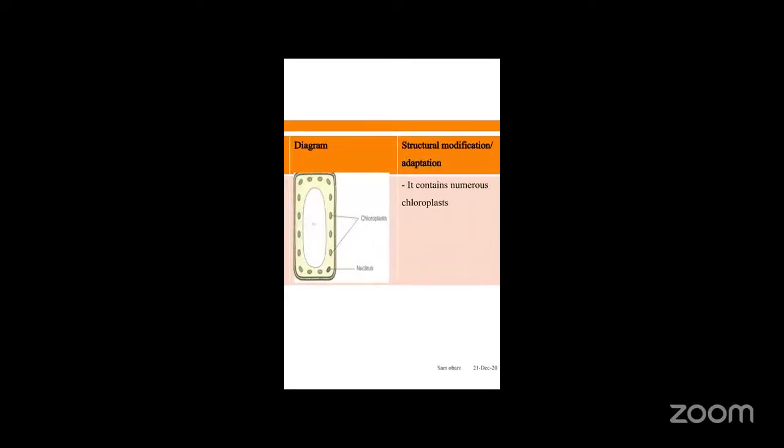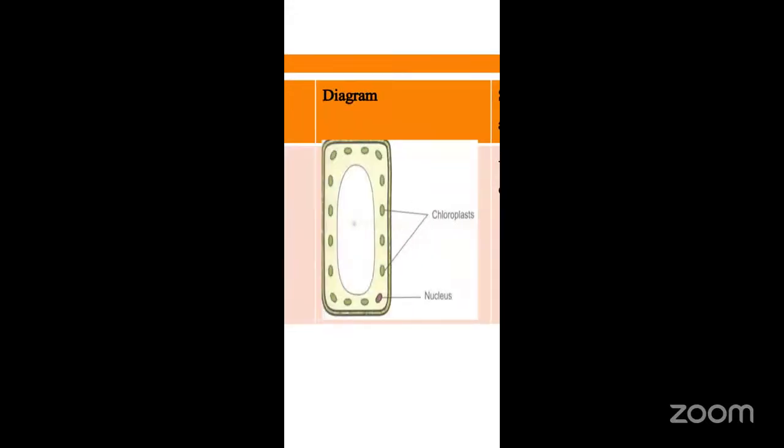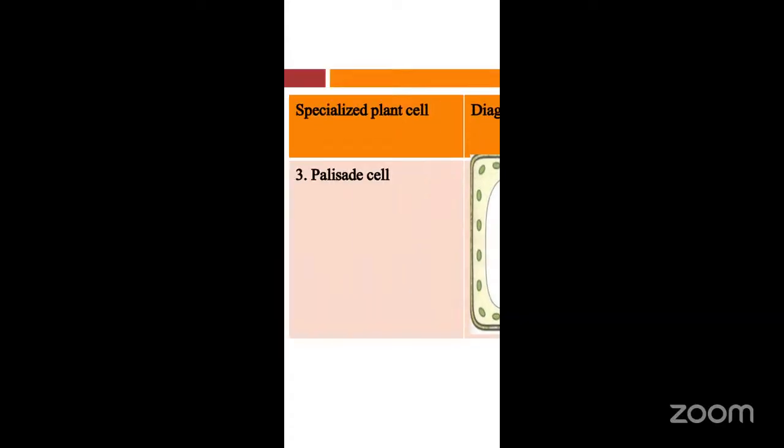We also talked about another specialized cell, the palisade cell, which is found mostly on the upper epidermis of the leaf. As you can see, this palisade cell has a lot of chloroplasts, which are used for the process of photosynthesis. Green leaves have a lot of chloroplasts, and the chloroplasts are packed in the palisade cell so that they can trap sunlight for photosynthesis.